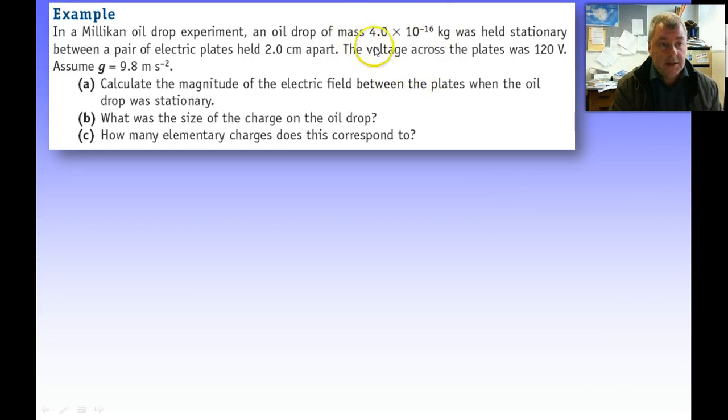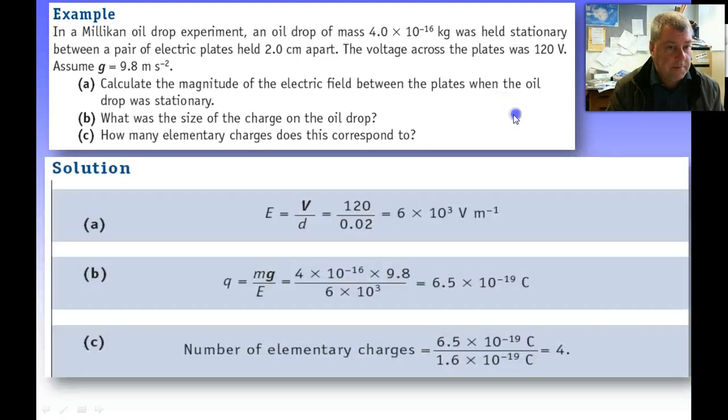Here you're given the mass of the droplet and it's stationary, so it means that the two forces are balanced. You've got the distance between the plates, you've got the voltage across the plates, and you've got a value for g. And typically you would be asked to calculate the strength of the electric field between the plates, the size of the charge on the droplet, and then how many elemental charges that means, i.e. how many electrons that corresponds to. That's the electrons that are gained or lost, not the total number of electrons.